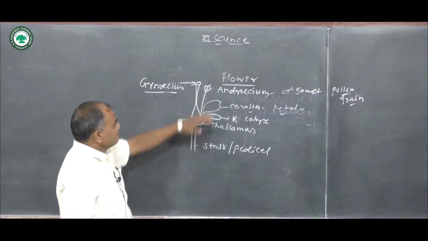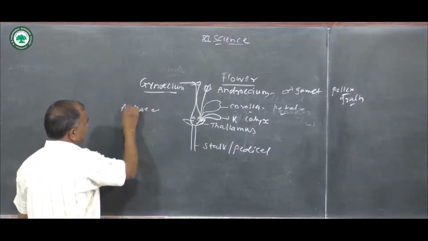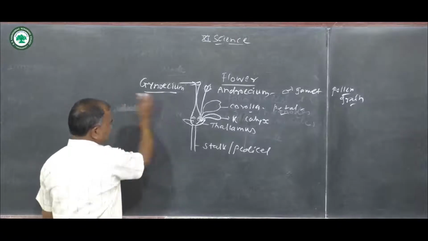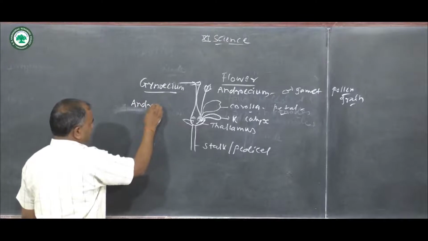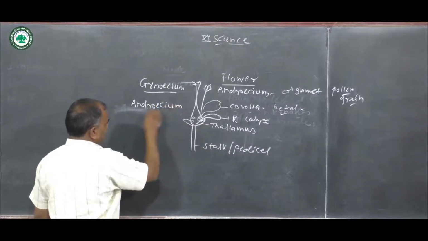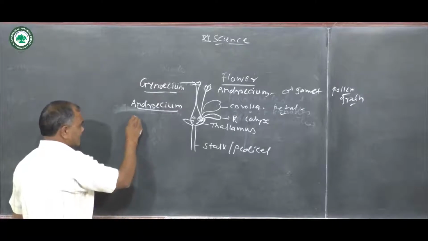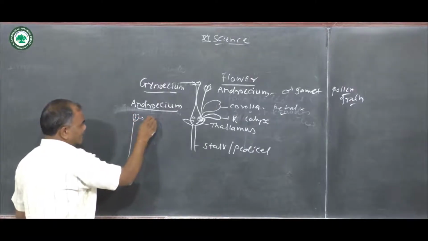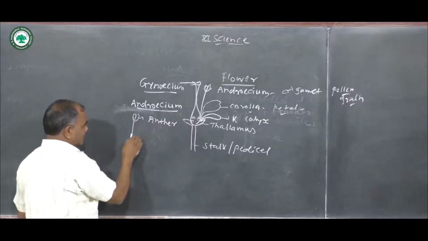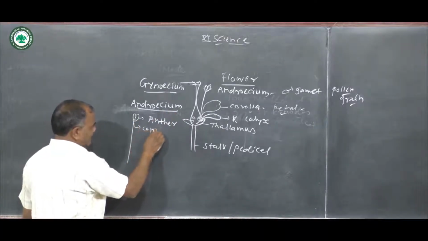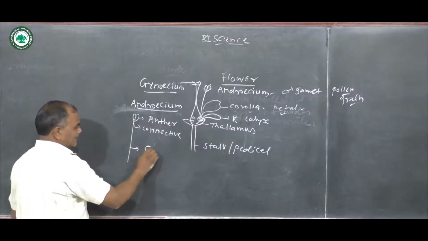The androecium is divided into three parts. Which are these? Suppose this is the structure of the androecium. The upper part is known as the anther. The connection between these is the connective, and the long and elongated part is the filament.